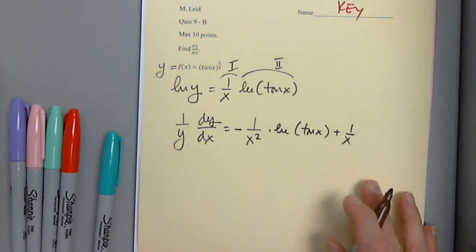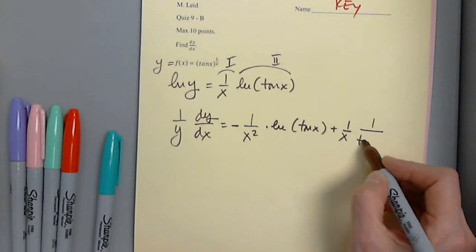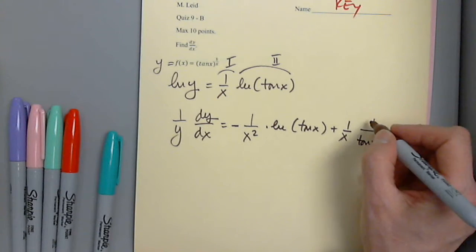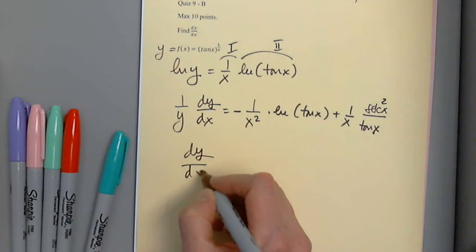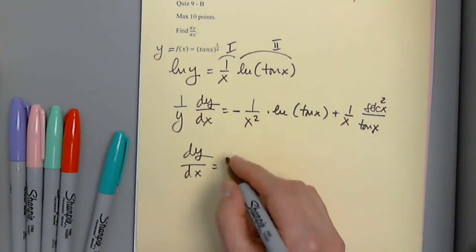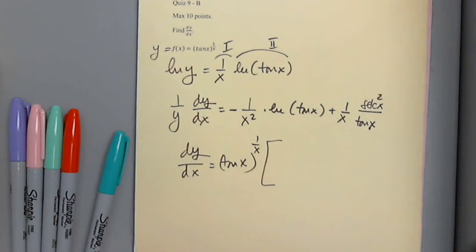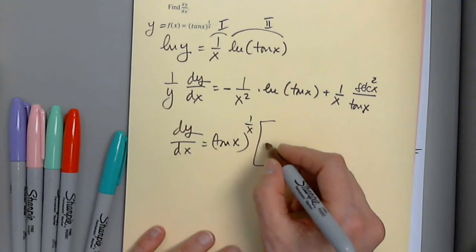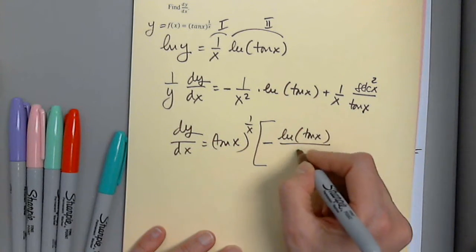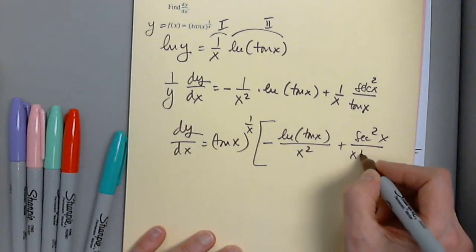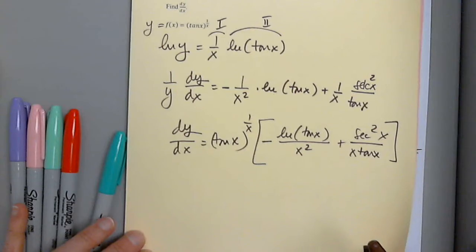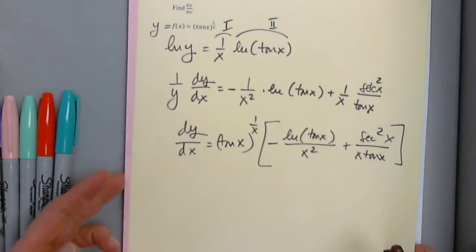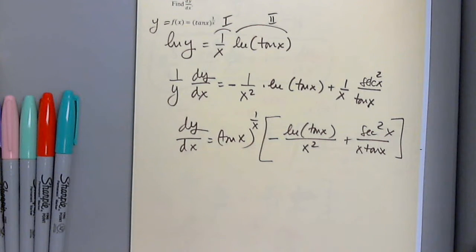And plus 1 over x, natural log of tangent x prime will be 1 over tangent x, and I should write on the side secant squared. Okay, I'm going to write it here. And it's done. All I have to write is dy over dx, multiply both sides by y, and this is y. So this is tangent x raised to 1 over x, and in parentheses, all this thing. You just have to copy it. I'm going to condense it a little bit as natural log tangent x over x squared plus secant squared over x tangent x. And that's it. But again, just saying that's it is not enough. It's a complex situation in which we need to put time into it.